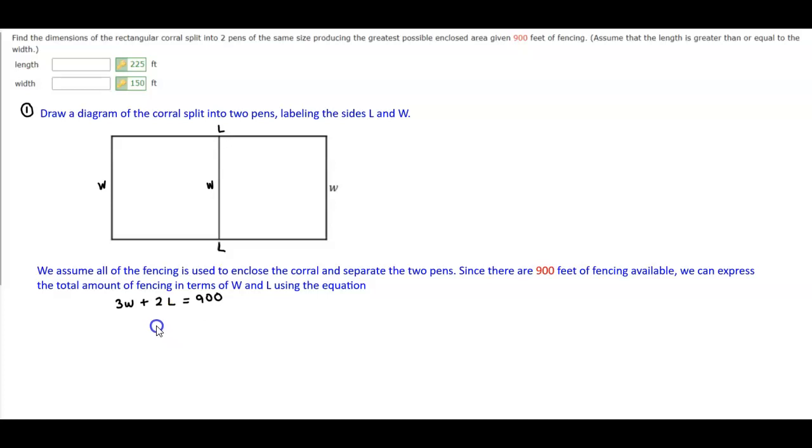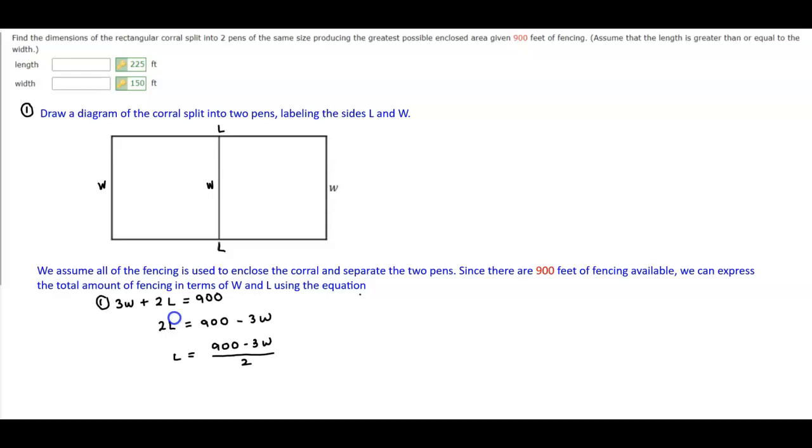Now what we're going to want to do is use the area of a rectangle. By using the area of a rectangle, we want to determine the value of L, so we're going to have to solve for L in this equation. So let's solve for L. 2L is going to equal 900 minus 3W. And if we divide both sides by 2, we get L equals (900 minus 3W) divided by 2.